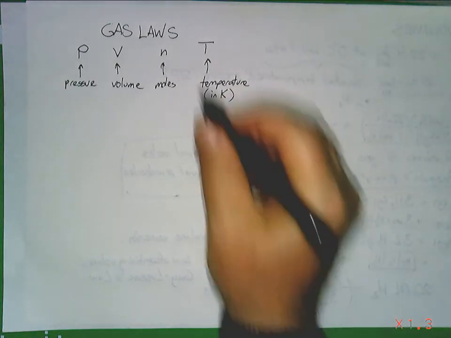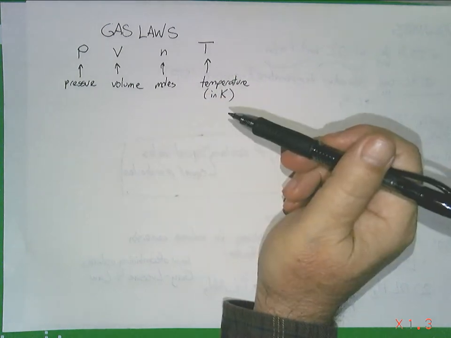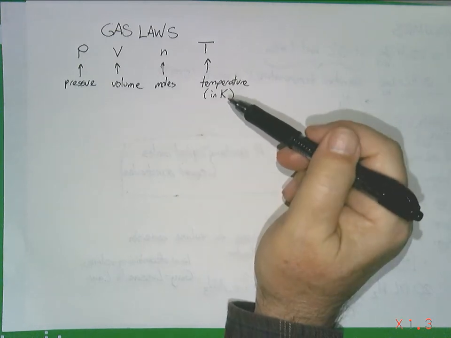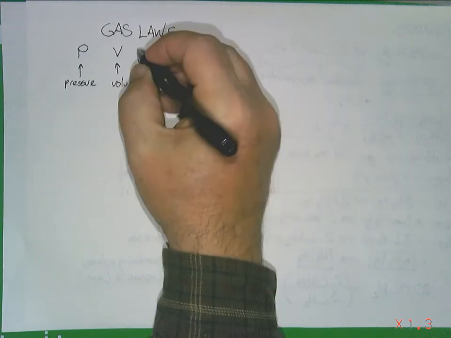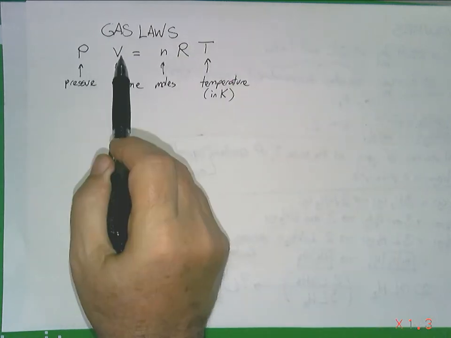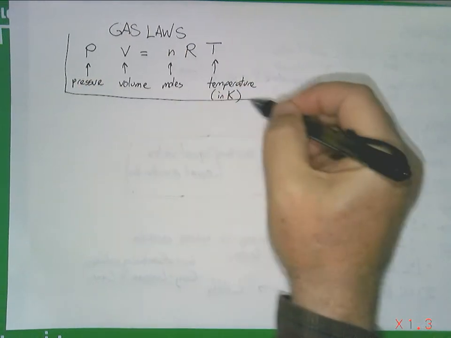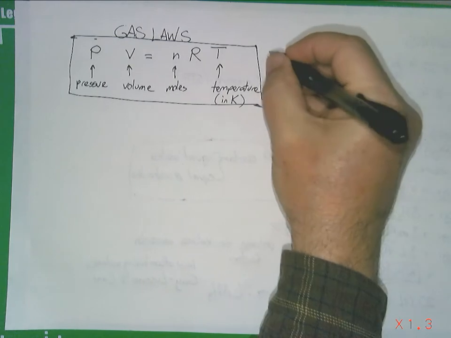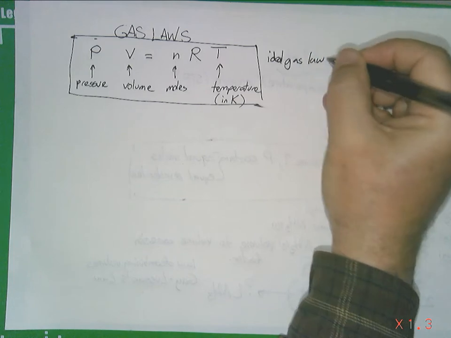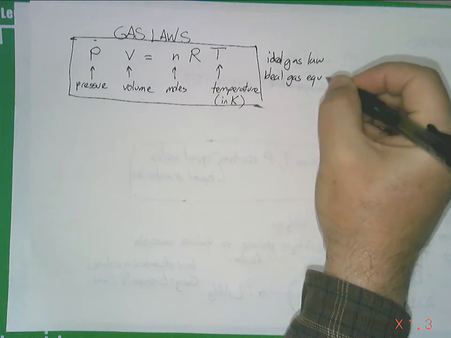Now, there is a master equation that relates these four properties. And once you have this equation, all you have to know are three of these four, and you can calculate the fourth one. Here's the equation. P times V equals N times R times T. This is called the ideal gas law. Sometimes called the ideal gas equation of state.